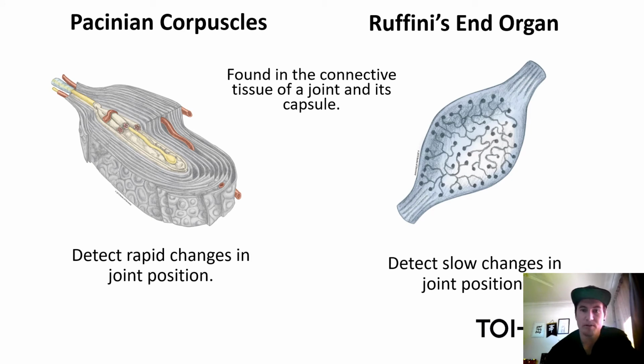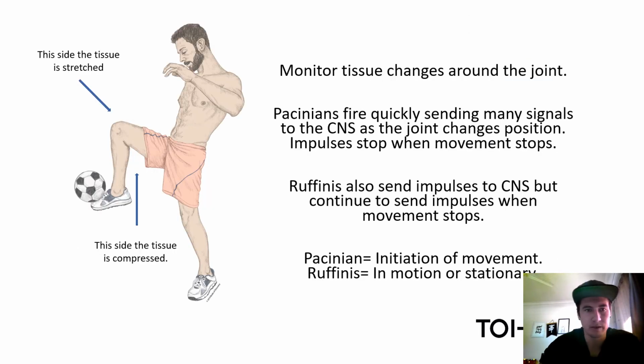The Pacinian corpuscles and Ruffini's end organs are similar in terms of detecting changes in joint position through pressure and vibration. Pacinian corpuscles detect rapid changes in joint position, so really, really quickly. And then the Ruffini's end organs detect slow changes in joint position. So again, part of their role is to understand if we are in balance or not, and how to keep that balance. So they monitor tissue changes around the joint.